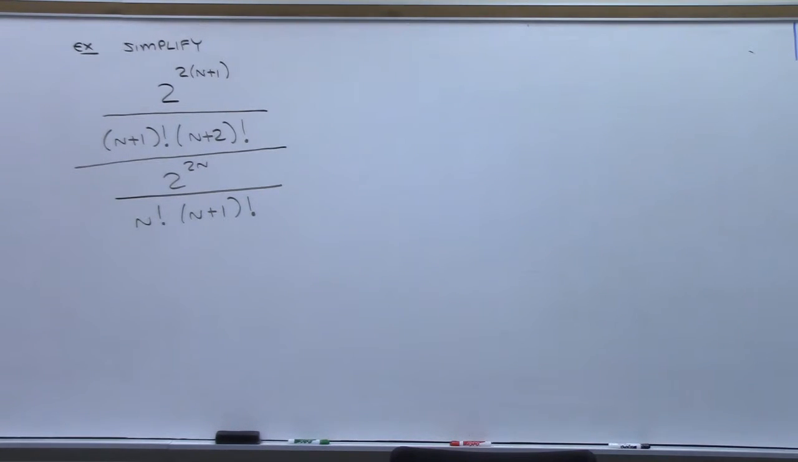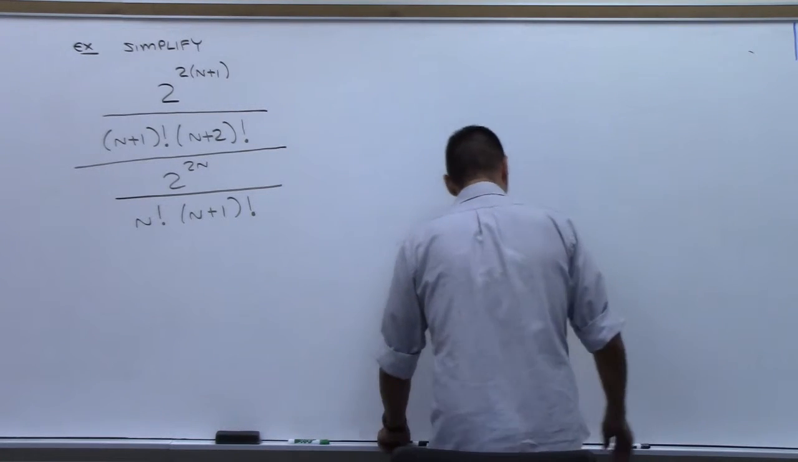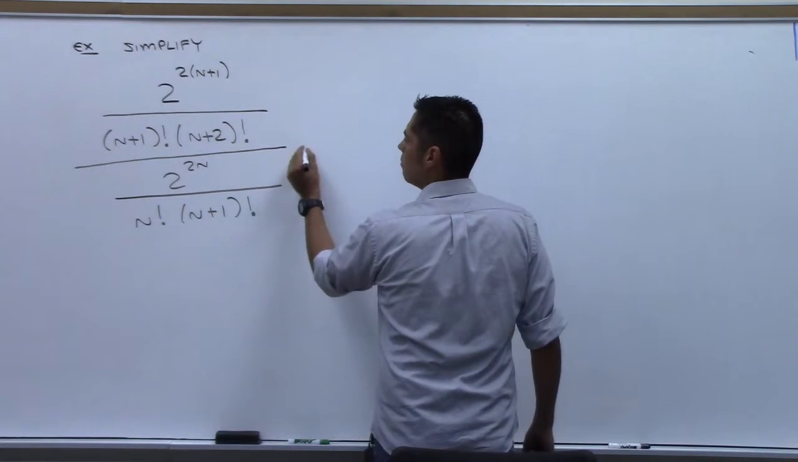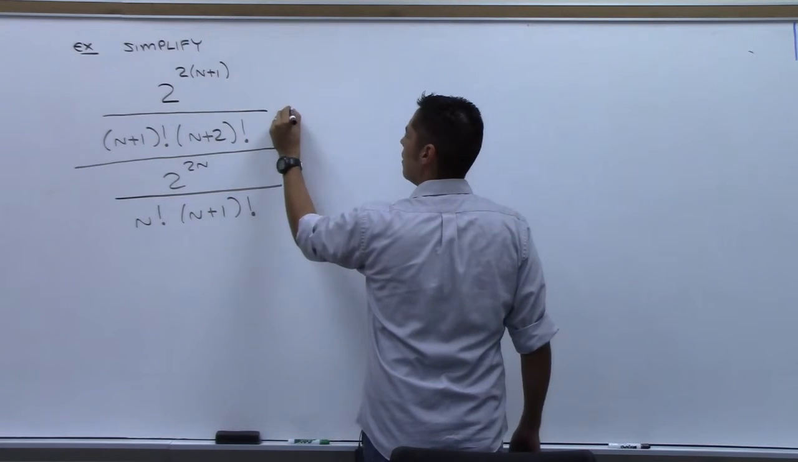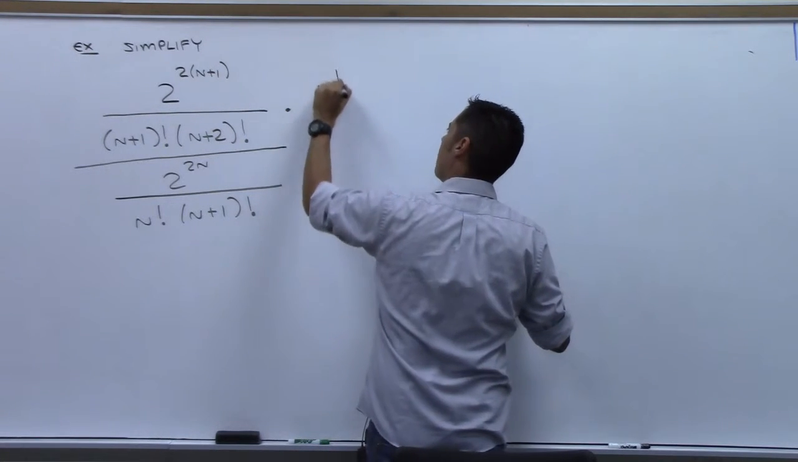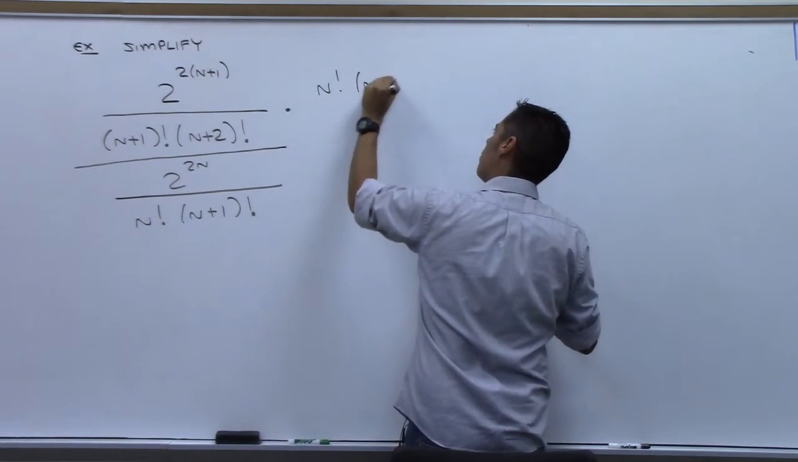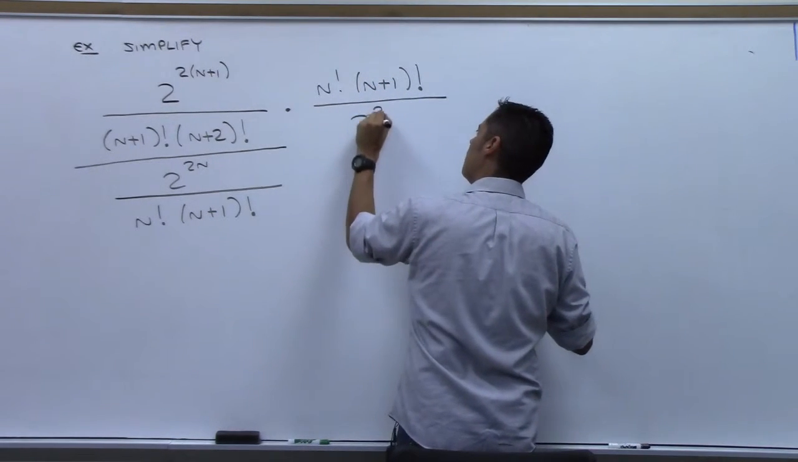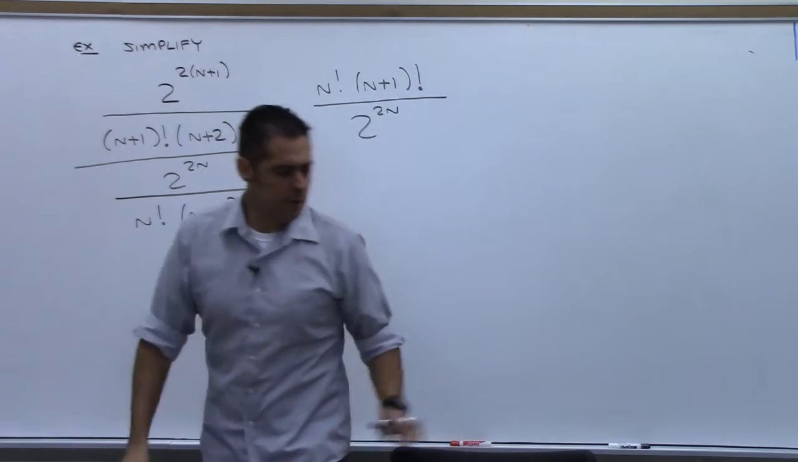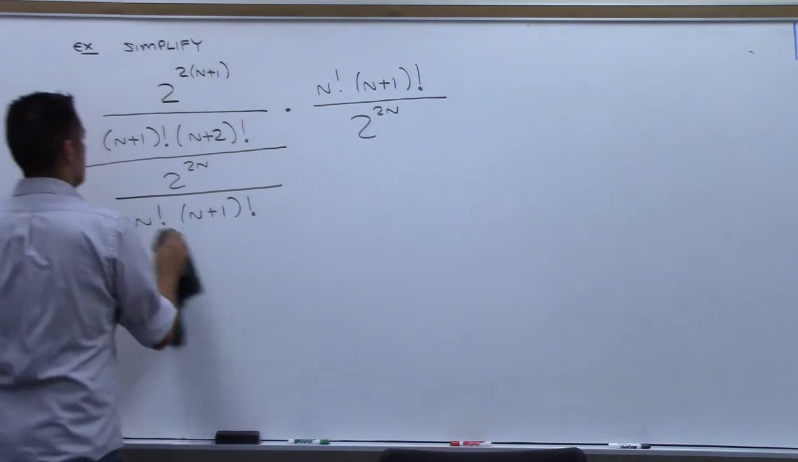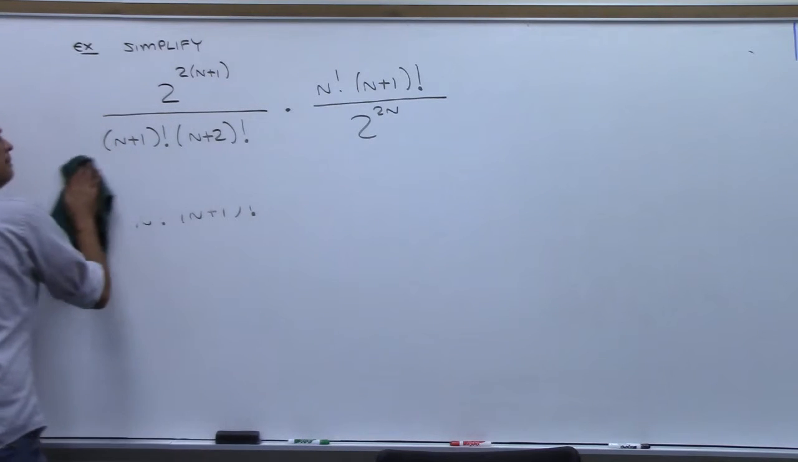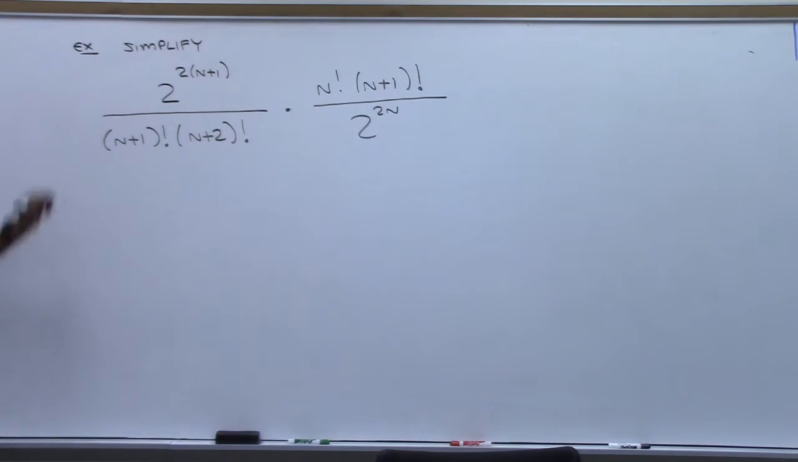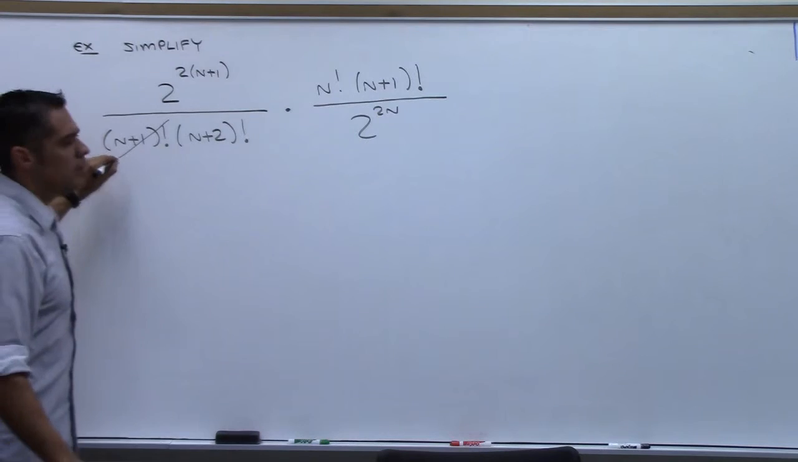Okay, so you see big fractions, multiply by the reciprocal? Yes, can we do that? Yes. All right, so if I do that, this one up here gets multiplied by that reciprocal, so n factorial, n plus 1 factorial over 2 to the 2n. Y'all agree? That wipes out those, right? And then the n plus 1 factorials will cancel.